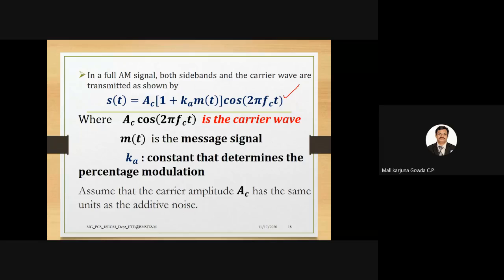In this, Ac cosine of 2 pi fc t is the carrier signal, and m(t) is the message signal. And what is this ka? It is the constant that will determine the percentage of modulation. This also we are aware of, right?